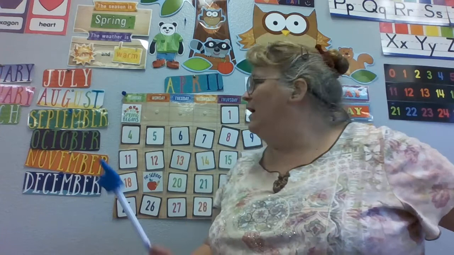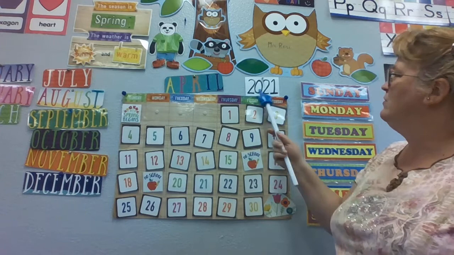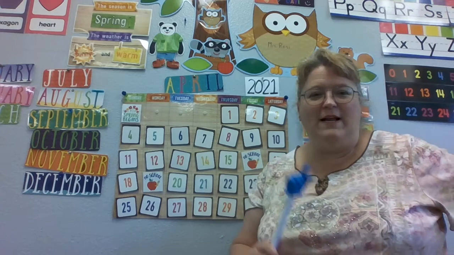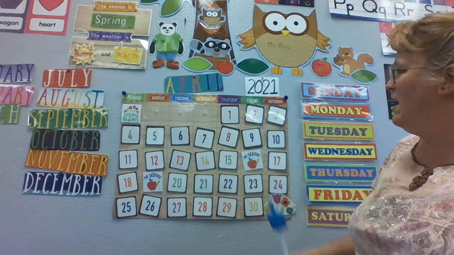All right, so what's the sentence for the day? Today is Friday, April 30th, 2021. Let's say that again just for the fun of it. Ready, set, go. Today is Friday, April 30th, 2021.